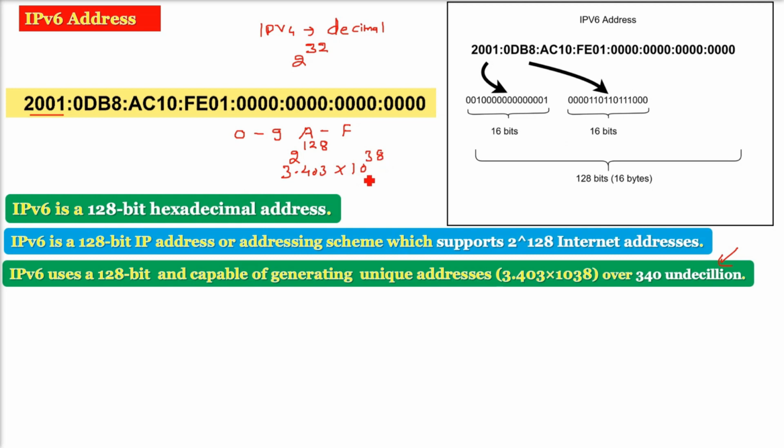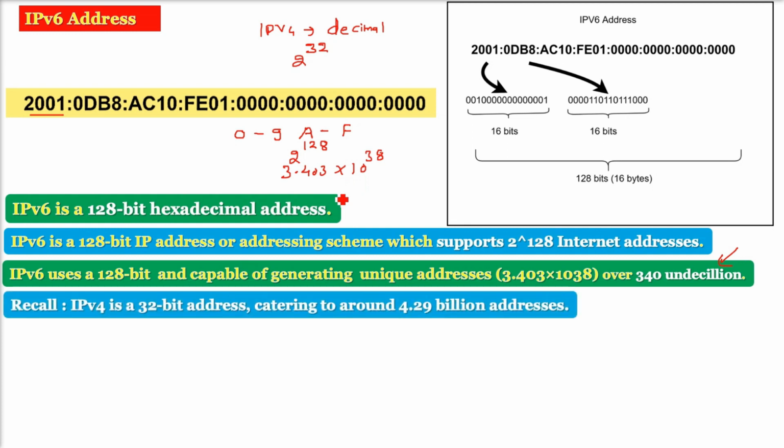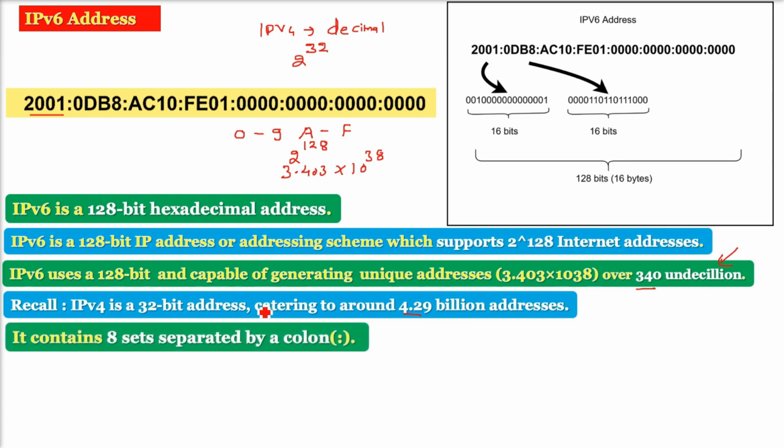Not only the Andromeda galaxy, you take the whole solar system, and you have people there. You can assign numbers and addresses to their machines. All right. Please recall, IPv4 was a 32-bit address. It can only cater to 2 to the power 32, that is 4.29 billion addresses. But IPv6, 340 undecillion.